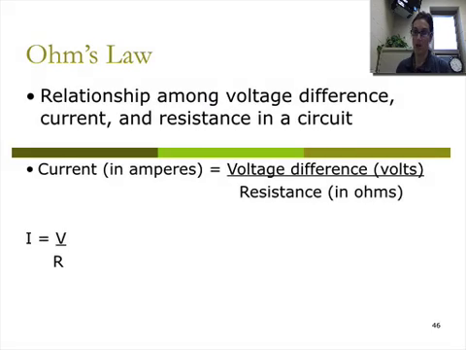Now, Ohm's law. Ohm's law is that relationship between your battery, the current, the wire, and the light bulb that we have created in this simple circuit. We can actually measure this in terms of a mathematical equation. Current is measured in amperes. We take the voltage difference, which again is the battery, and divide it by resistance, which is in ohms.